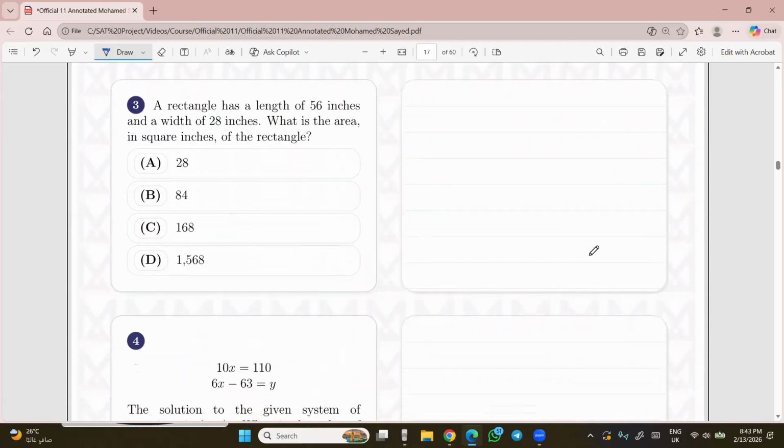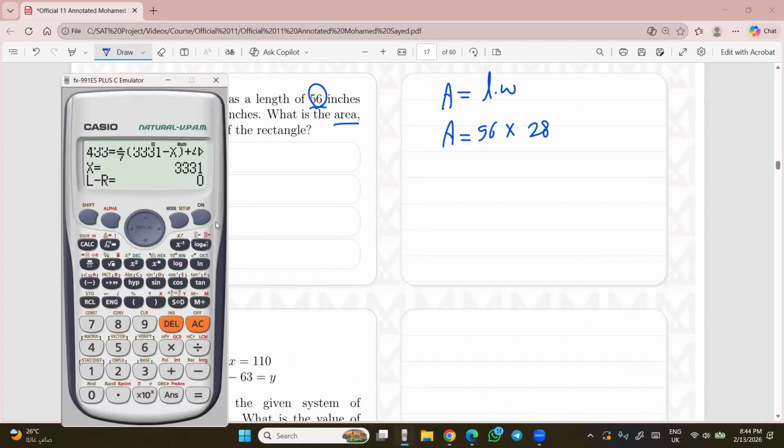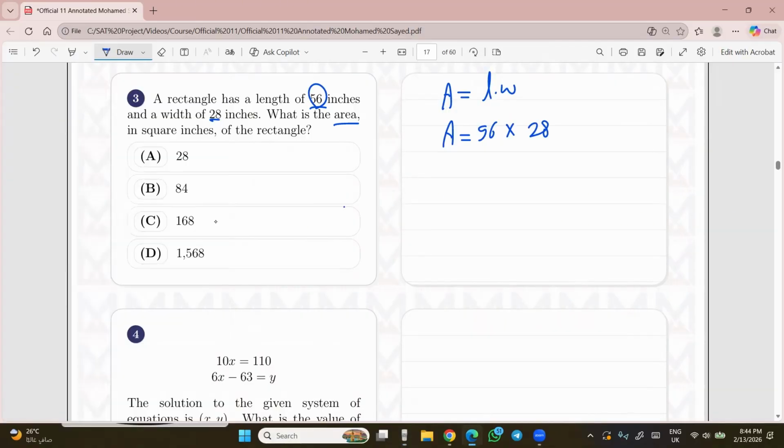Question number 3, a rectangle has a length of 56 inches and a width of 28. It's a very simple question when it asks about the area of the rectangle, because the area of the rectangle is length times width. So the area is the length, 56, times the width, which is 28. Simply use the calculator to save some time. 56 times 28, and you get 1,568, which is letter B.